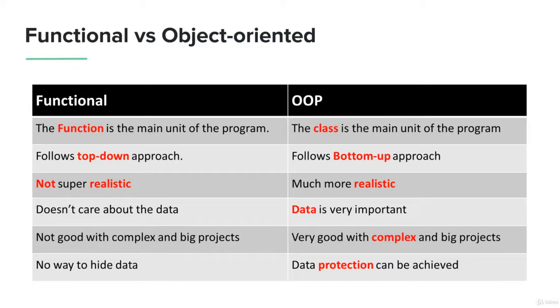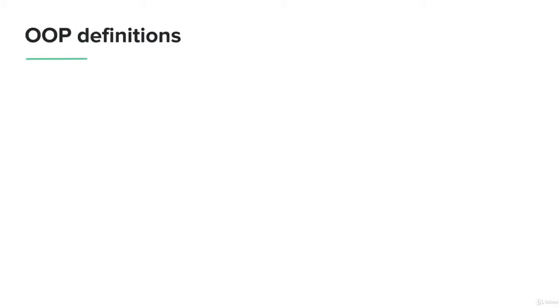On the other hand, with object-oriented programming, we can achieve data protection. So we can hide the data from the user. So this is an overview or a comparison between functional and object-oriented programming before we get started. Now, we need to learn some very important object-oriented programming definitions.